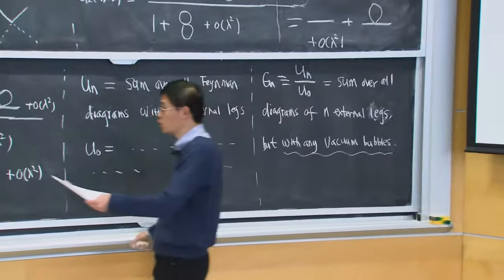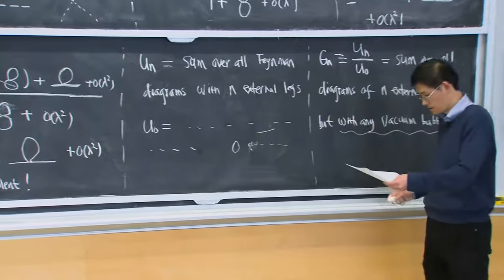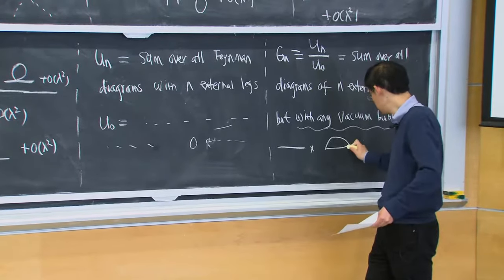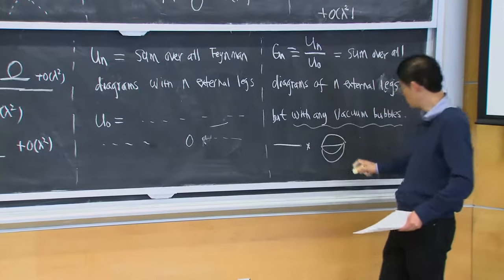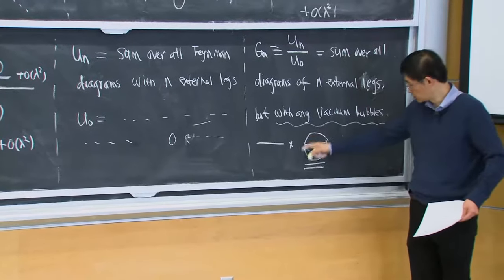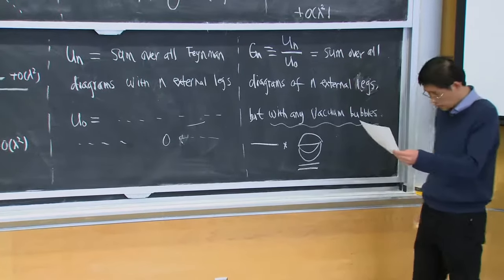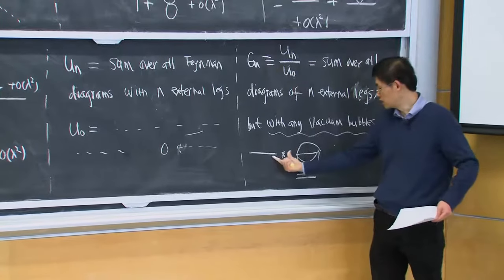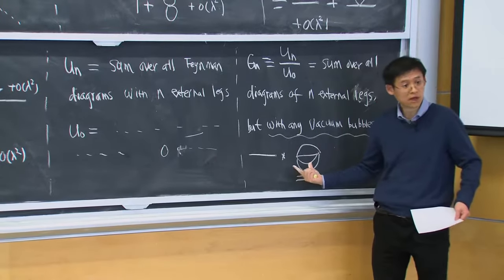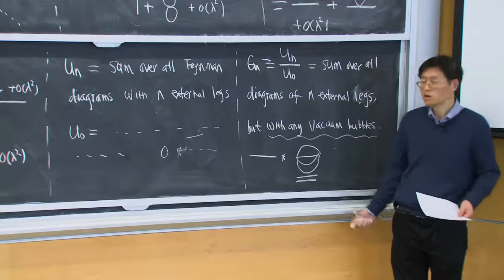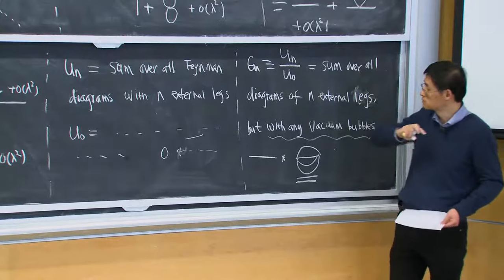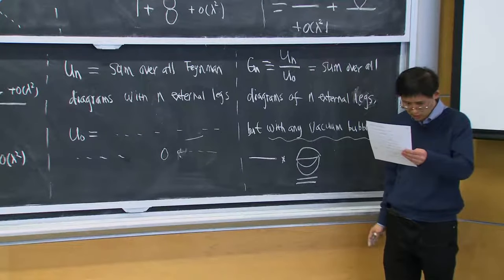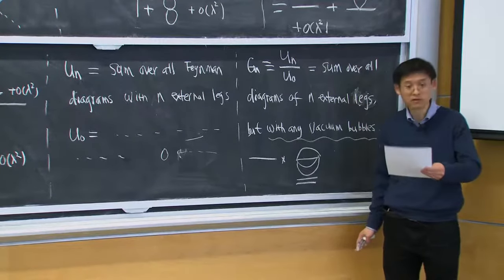Similarly, when you go to next order, as we discussed last time, this diagram is also a diagram with a vacuum bubble because you have this part, which does not have any external leg. So this will not arise when you calculate the ratio. These kinds of diagrams you automatically don't include, you just don't need to worry about them. So when you do the ratio, you can forget about those diagrams and directly write down the diagrams without vacuum bubbles, which greatly simplifies your life.